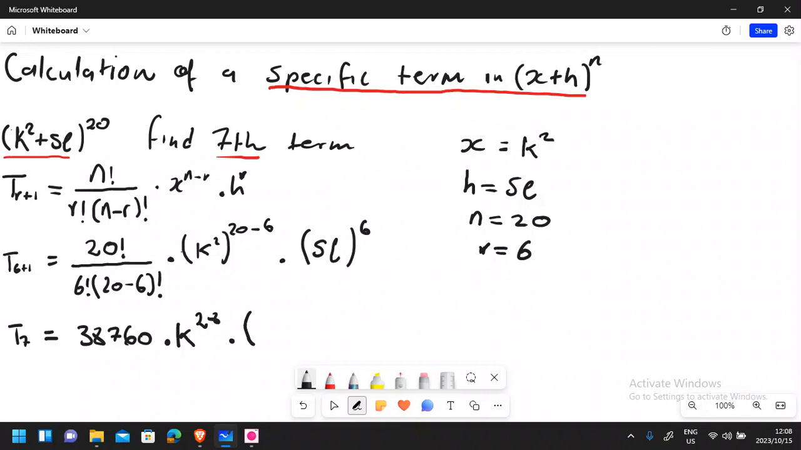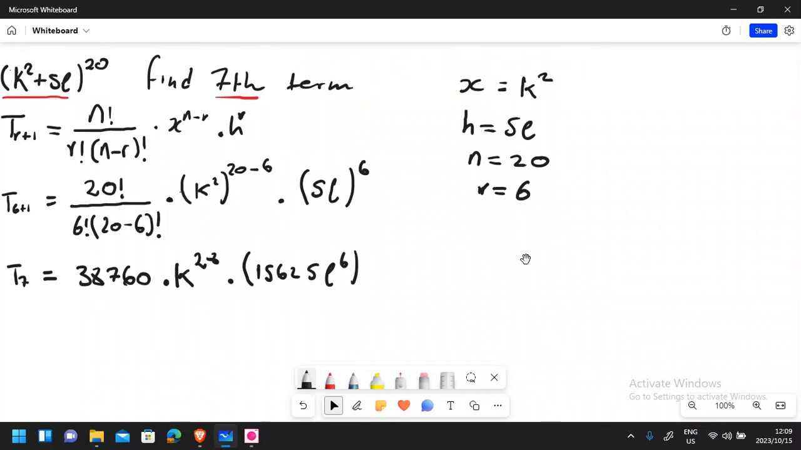Now as for this one here, it's quite different. So let's just do it here. This is going to give us 5 to the power of 6. It's quite a big number: 15 625, and then L to the power of 6. From here you're going to multiply everything until you get the final answer. It's going to be a big number, but it is what it is.